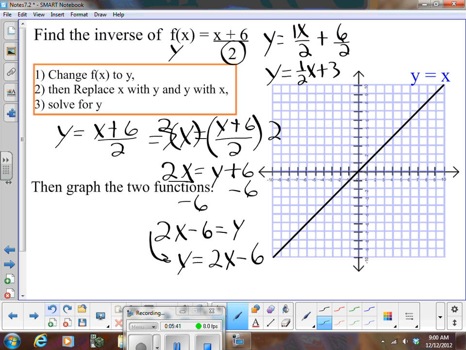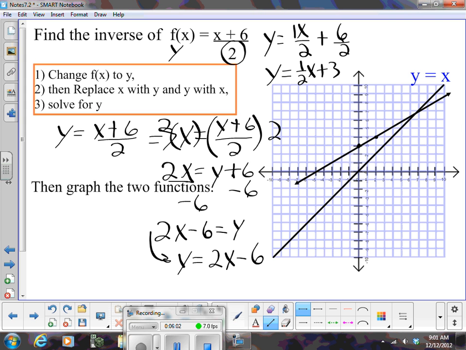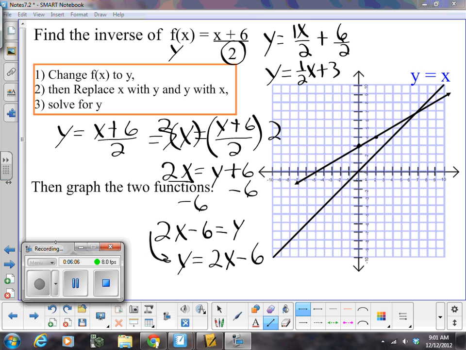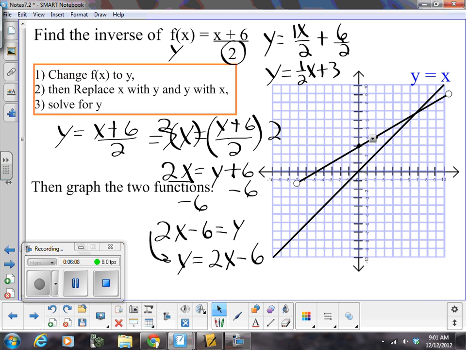Hopefully by now, by this point in your life, you're graphing these as second nature, right? Up 3, put a dot. Up 1 over 2, up 1 over 2, put a dot. Okay? Then you draw a line through the two dots, like that. So if I draw a line through those two dots, it looks something like that.